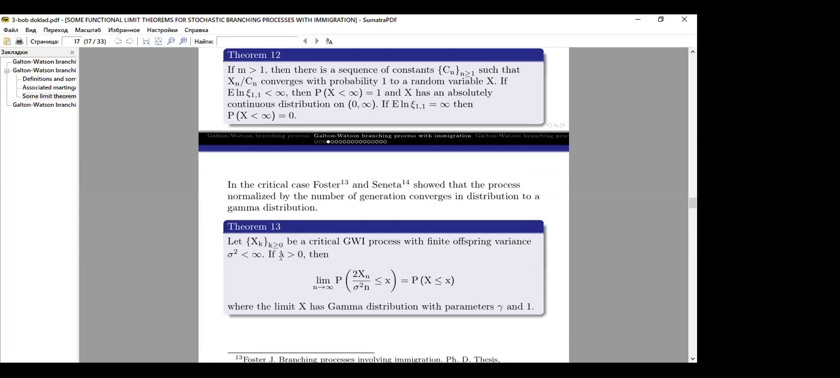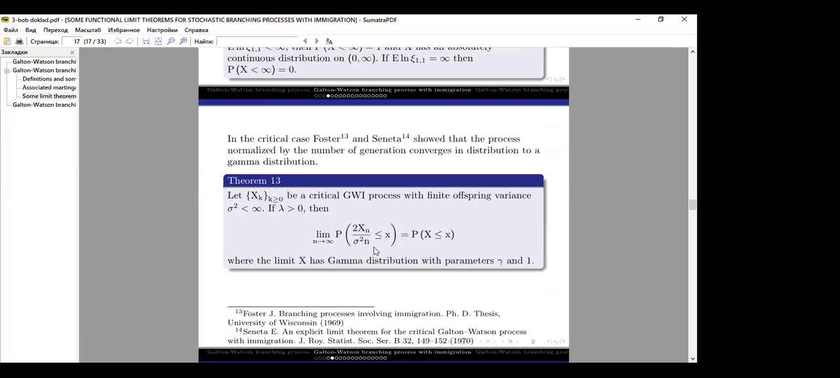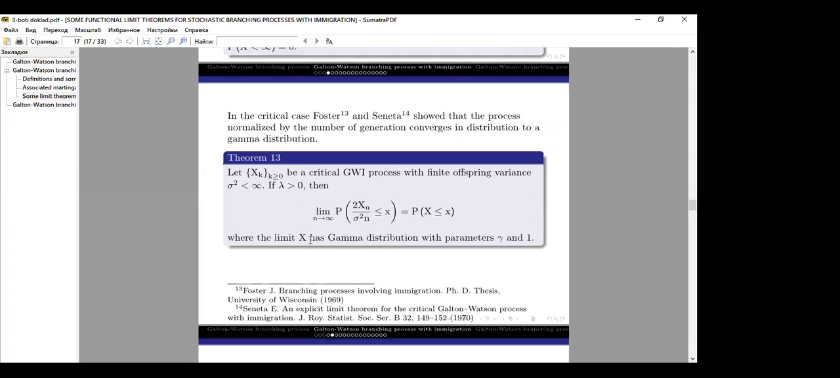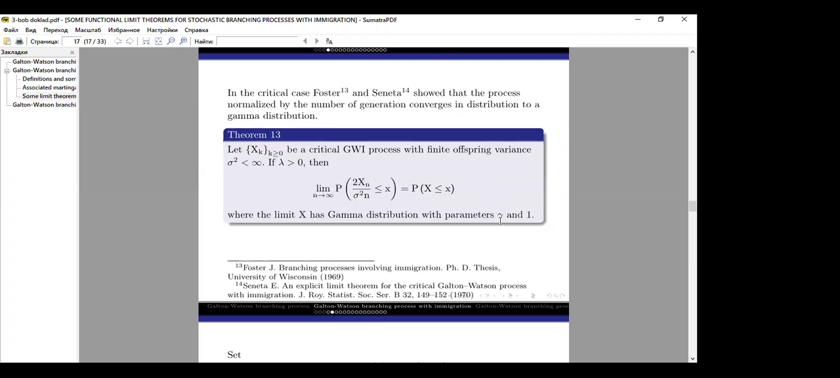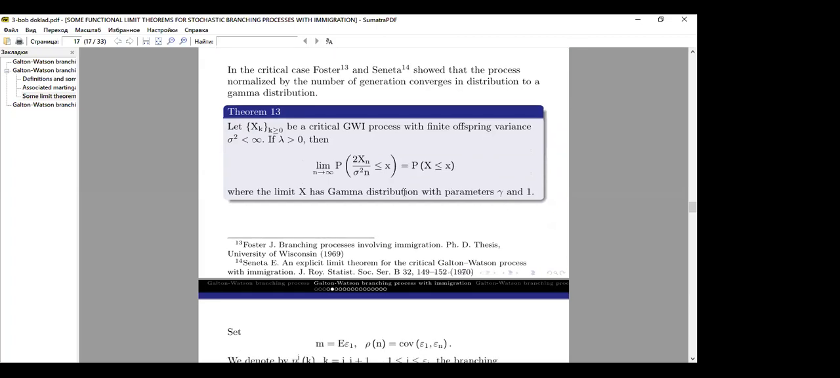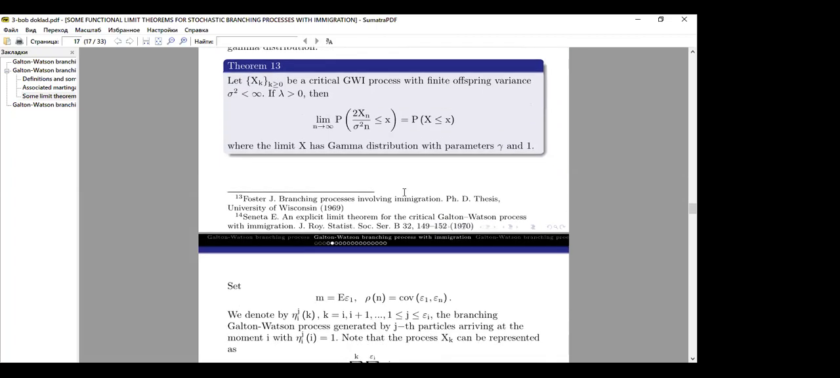If the expectation of the immigration process is finite, then we have this limit theorem, where the limiting random variable has a gamma distribution with the parameters gamma and one. And there is a very interesting theorem.